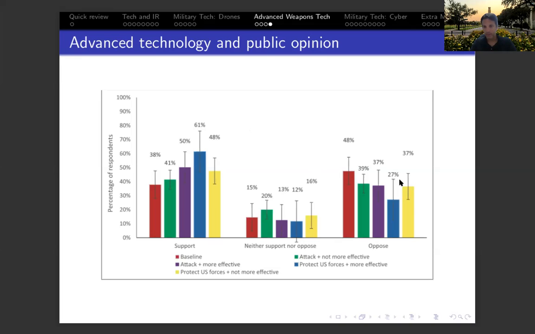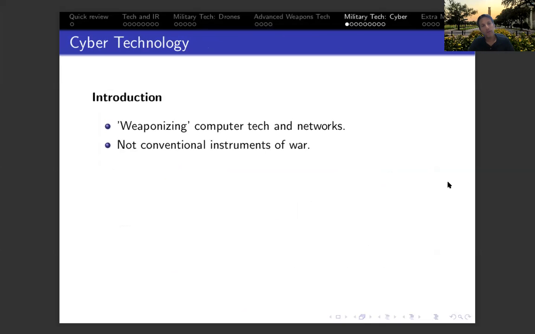All right, let's move on to our next topic, which is cyber technology. So cyber technology is an area of research that has its origins way back in the 1990s. It's gotten a lot more attention over the last 10, 15 years. The main focus of the research is how computer technology and networks have been weaponized and part of international conflict.